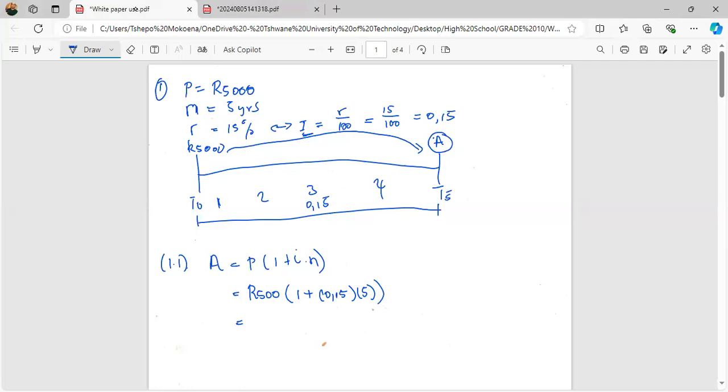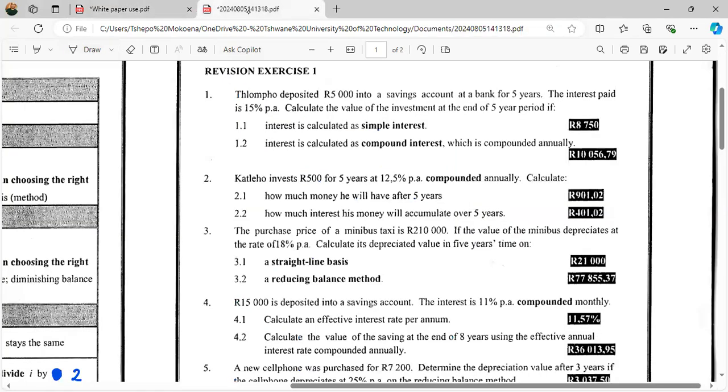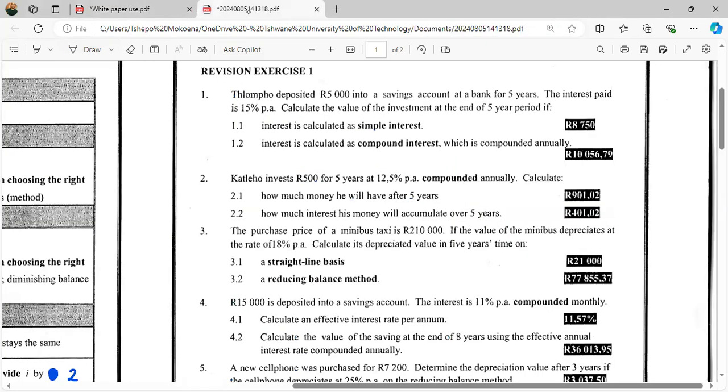So it is straightforward and easy as ABC, like how you learned it in grade 10, 9 and 8. We take our 5,000 Rand, not 500, times (1 + 0.15 × 5). Then on our calculator we get 8,750. This will be our final answer. So it is straightforward and simple, which is this amount over here, on simple interest.